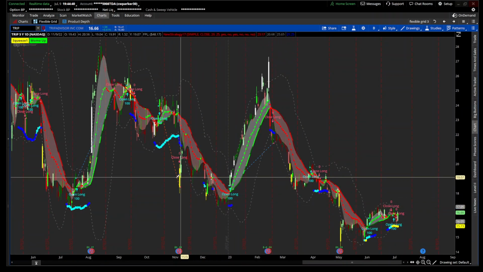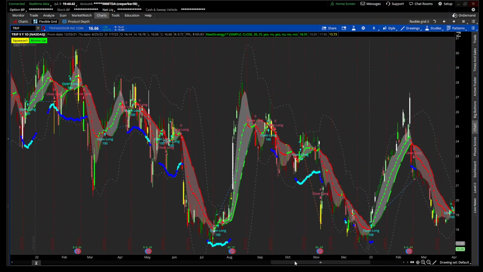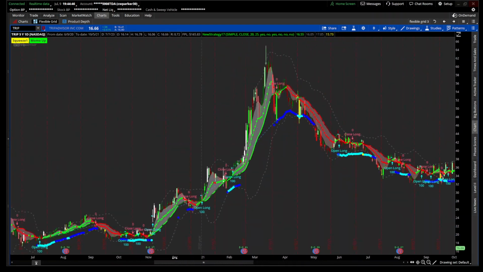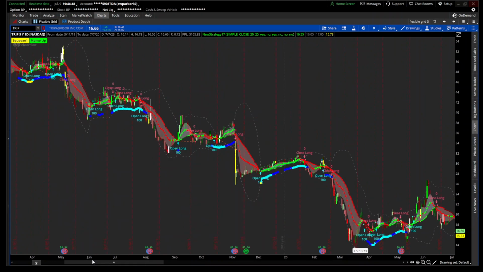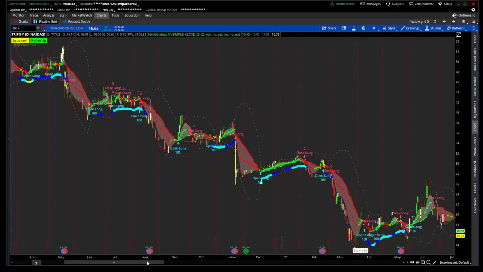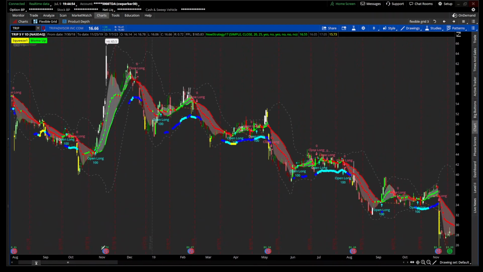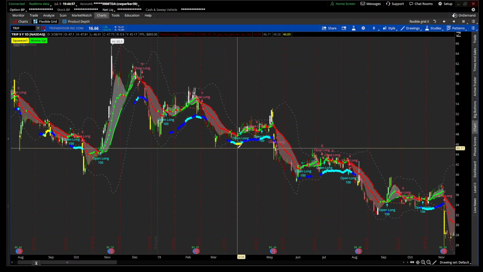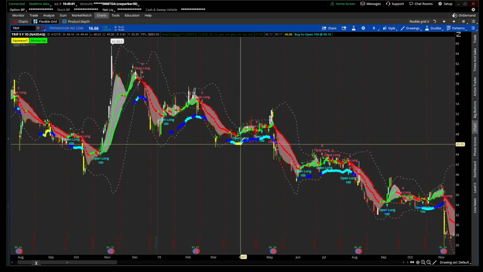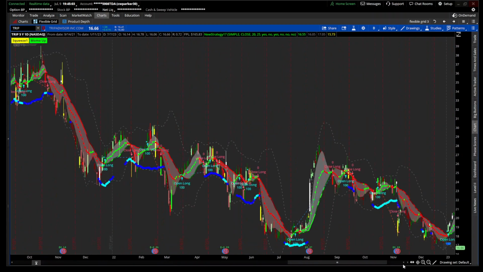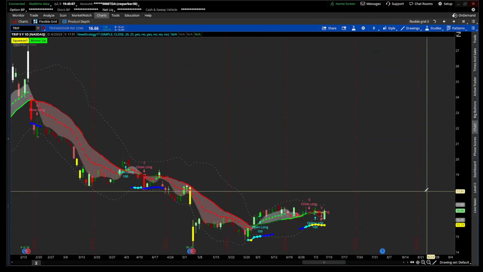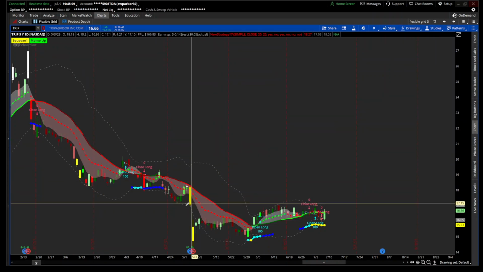I'm trying to find another yellow squeeze on here, and I may not be able to. Here's one. There's a yellow squeeze, and there's one back there as well. Here's one as well. Here's one that's to the downside. This was to the upside. So this is TRIP, and right now it's trying to fill in this gap.